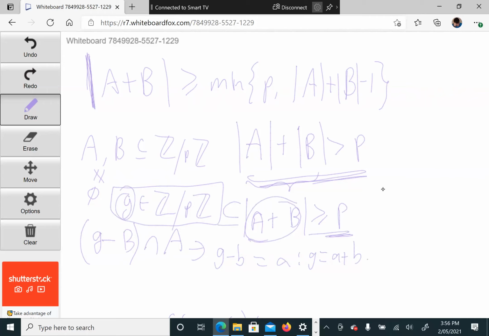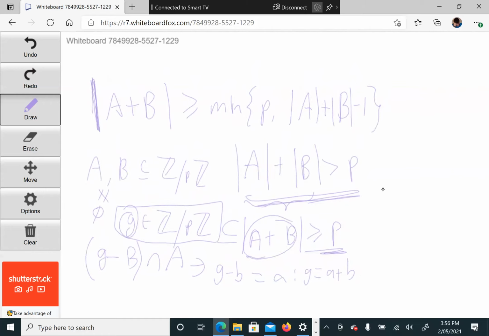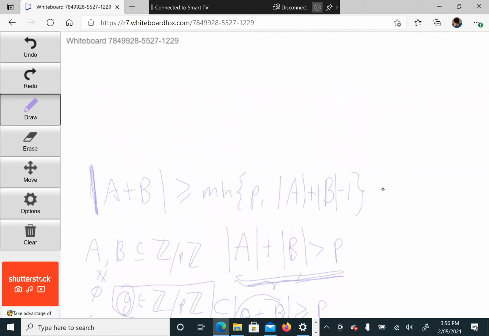And what about the other case? The whole point of this was he said the case that the sizes are bigger than P is trivial for this reason, so we don't consider it. Does that make sense? So basically we're just proving the case where the size of A plus B is bigger than or equal to the size of A plus the size of B minus 1.